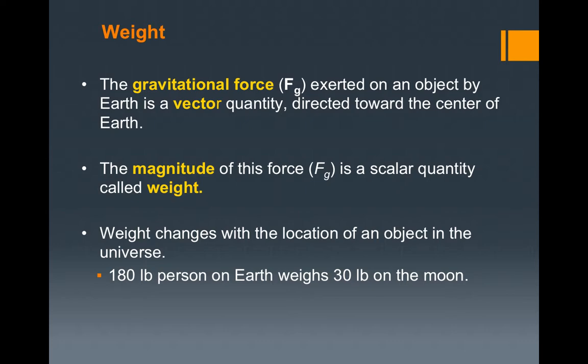The magnitude is going to be a scalar quantity, but because it involves an acceleration in a direction, it's going to be a vector, which is always down. And then weight changes with location in the universe. So on Earth, a person might weigh 180 pounds. On the moon, they would only weigh 30 pounds.